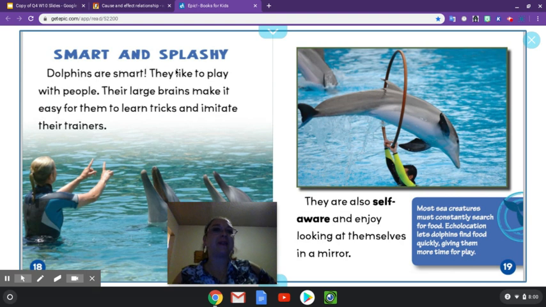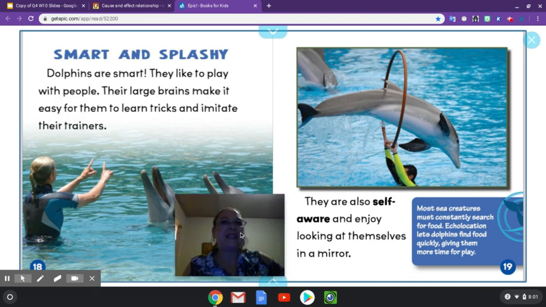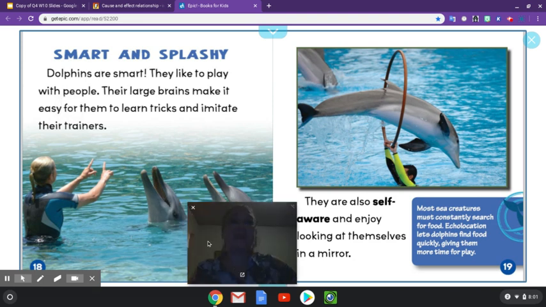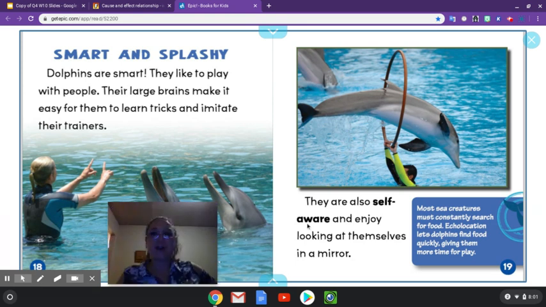Smart and splashy. Dolphins are smart. They like to play with people. Their large brains make it easy for them to learn tricks and to imitate their trainers. They are also self-aware and enjoy looking at themselves in the mirror.